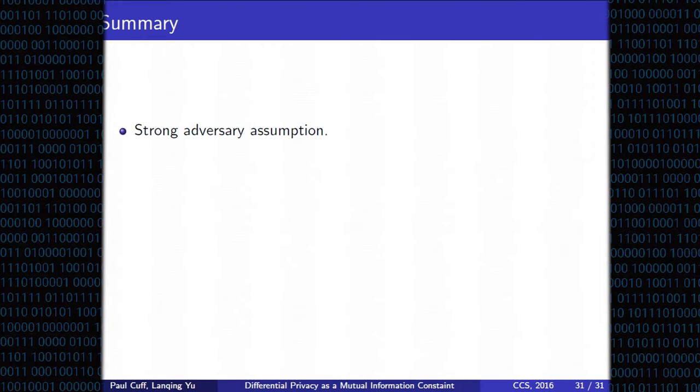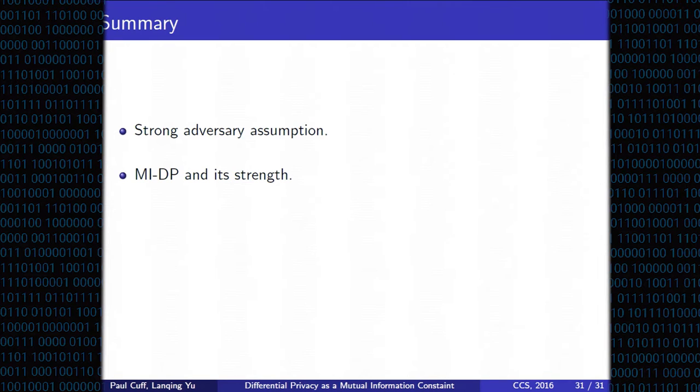So in summary, I mentioned the strong adversary assumption. Differential privacy is protecting against the strong adversary. This answers the first question. And I mentioned our MIDP and its strengths. This answers the second question.